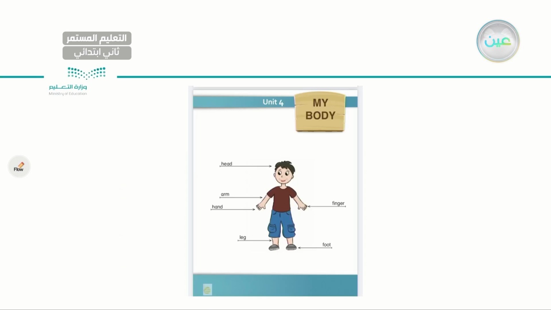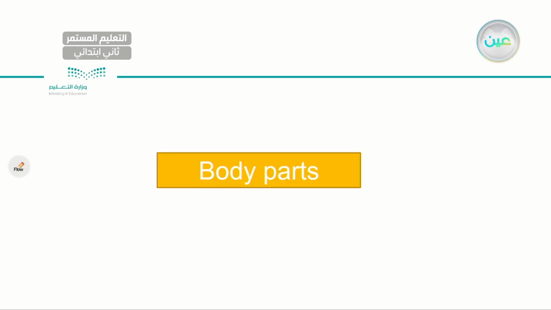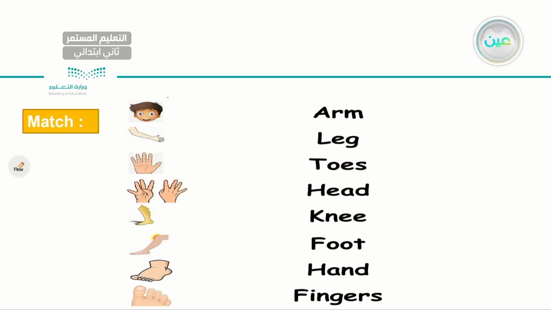properly. So this is the cover of unit 4. Remember, this is the last unit of your book number 2. The name is My Body. Let's start. Body parts, that was our lesson before. Let's start with this exercise. As you can see, to your left I have the different body parts, and to your right I have the names. So let's start reading the names.